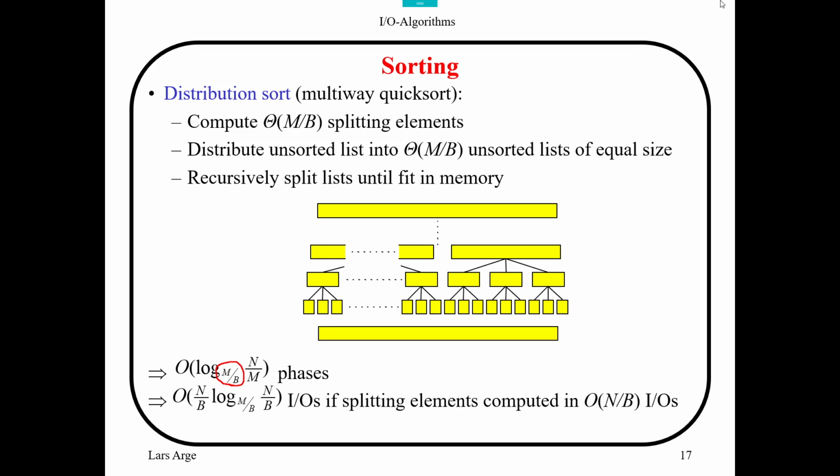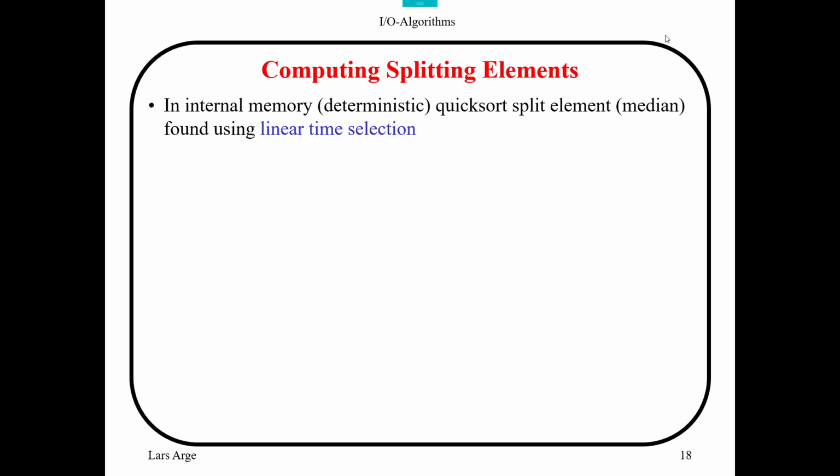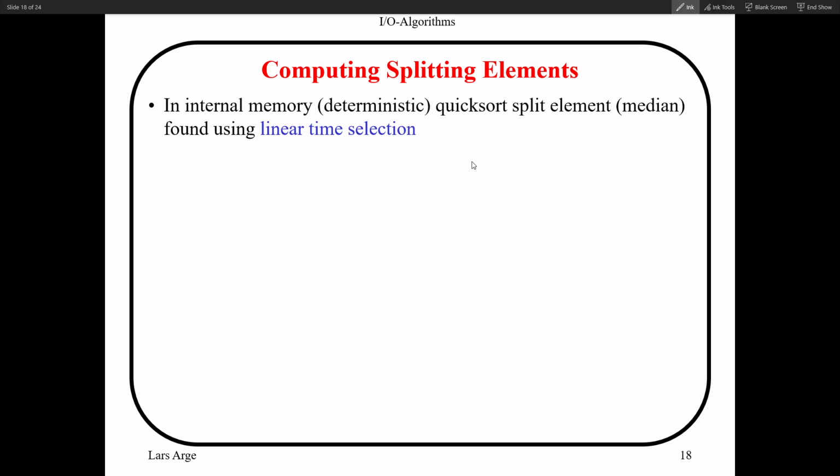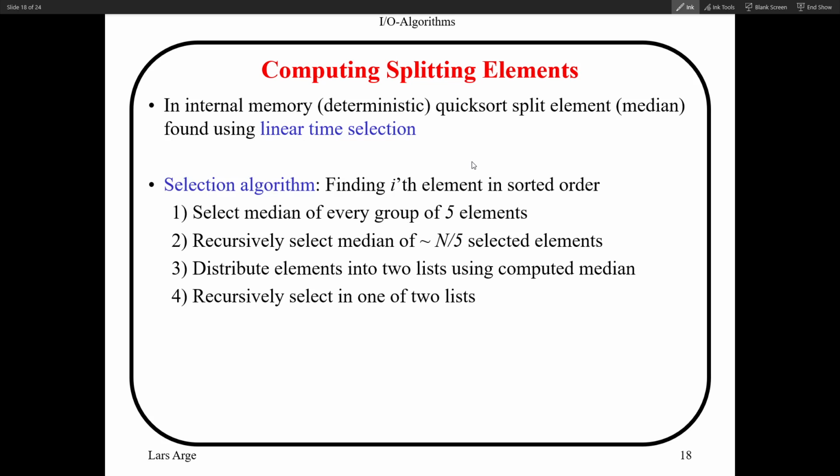Okay, in the rest of the video, once I can get my annotation tools back, I'm going to talk about how the splitting elements are found. But before doing that, I'm going to remind you how the linear time selection works in internal memory. If you remember how linear time selection works, you can just skip this part. Otherwise, just listen along. Because the algorithm that we're going to use to find M over B splitting elements is a generalization of the linear time selection algorithm that we know from internal memory.